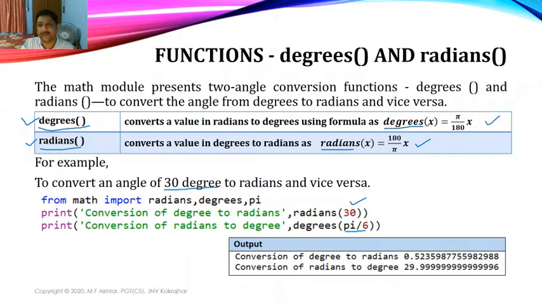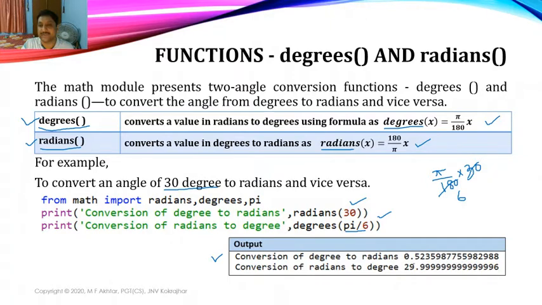The formula is like this. To convert degrees to radians, we use pi by 180 times x. So the value pi is given, 180 we put like this. We take pi, divide by 180, and then multiply by 30. If we put the value of x as 30, then 30 cancels against 180 and it becomes 6. So we are using pi by 6. The output is like this. Conversion of degrees is like this.